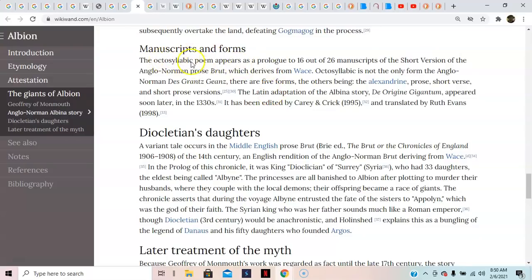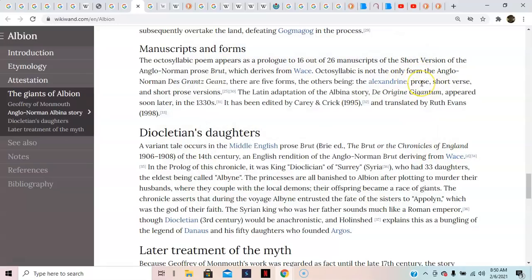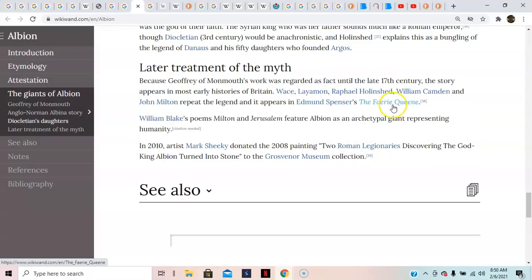All right, manuscripts. So, octosyllabic poem appears in dialogue 26. 16 out of 26 manuscripts of the short version of the prose Brut, which derives from what? Robert Wace, a medieval Norman poet who was born in Jersey and brought up in the mainland of Normandy, tells us in the Roman de Rou that he was taken as a child to whatever. Bullshit! And they already know it's bullshit because they cover it down here.